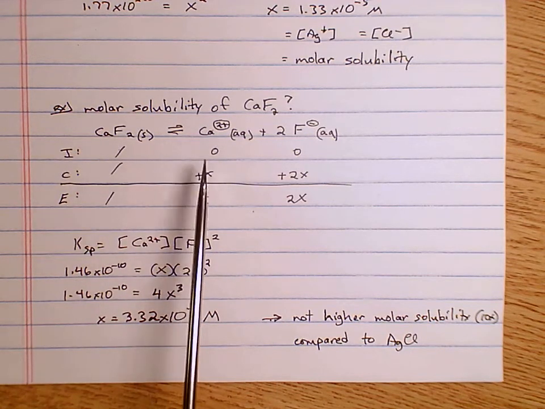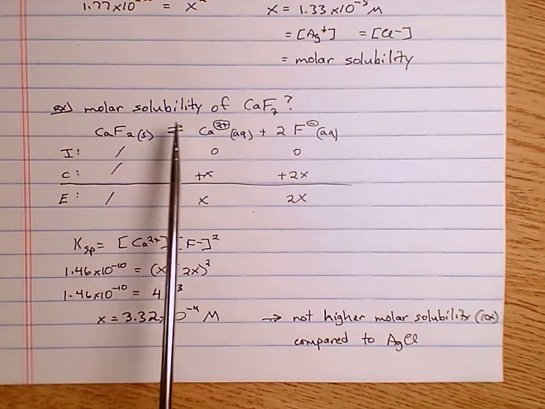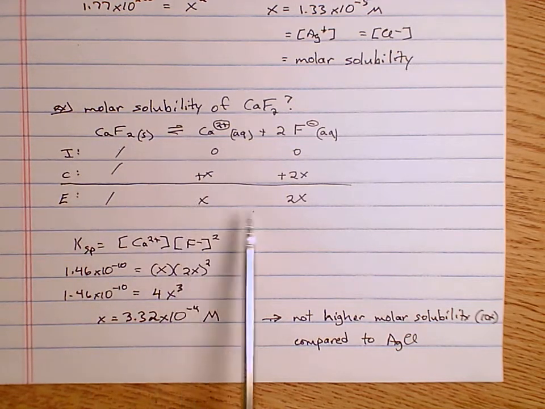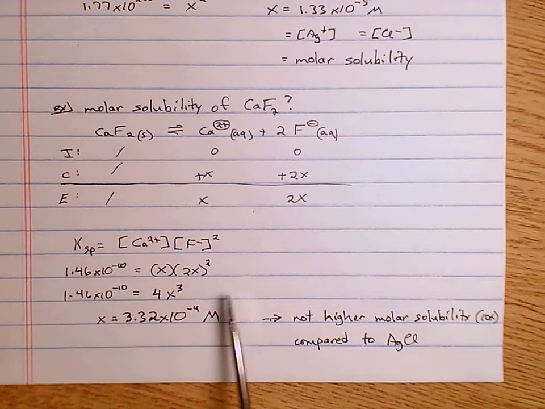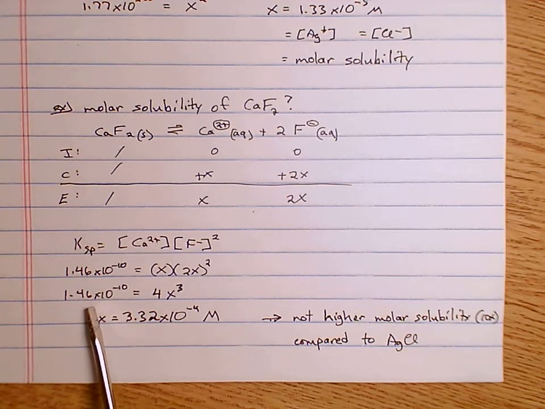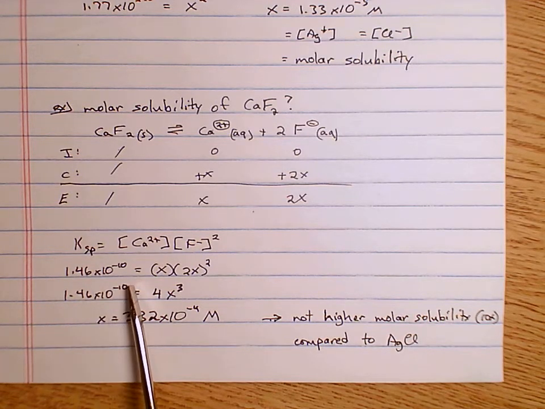Since X is for calcium, we have a 1 here and a 1 here. We look at X as our molar solubility, not 2X. Something to note though, the KSP for calcium fluoride is 1.46 times 10 to the minus 10th.